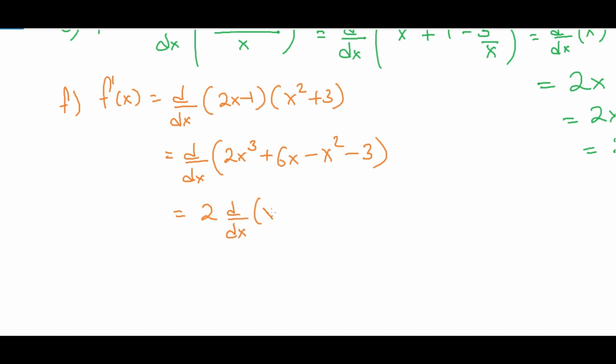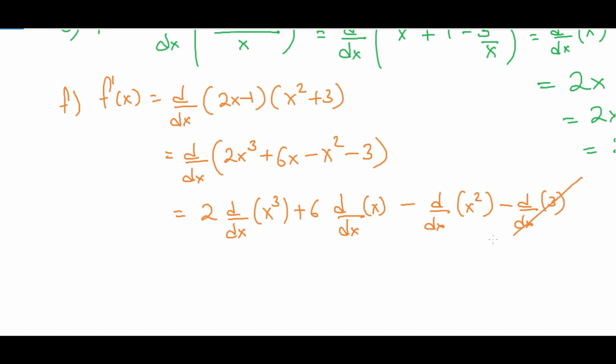So we get d by dx of 2x cube plus 6 d by dx of x, negative d by dx of x square, minus d by dx of just 3, and 3 is a constant, so it is going to be 0. No need to worry about it.